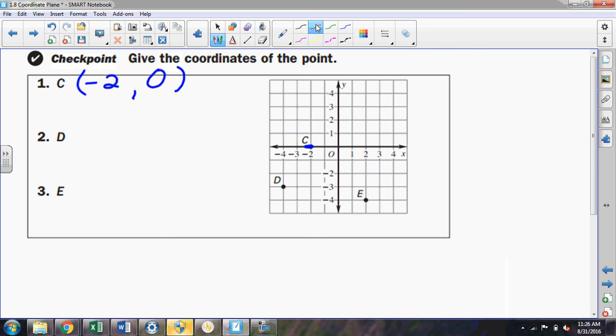Progressing to point D, located right here. How far to the left and how far down did we go? Left 4, down 3. Let's finish. To point E. What are the coordinates? Right 2, and then down 4. So we have right 2, down 4. And we're done.